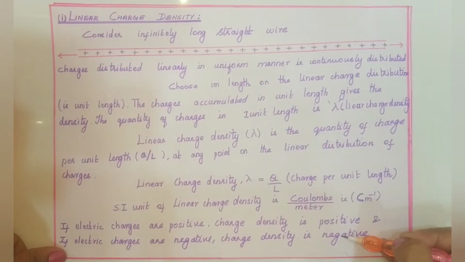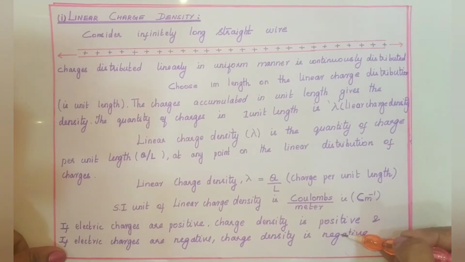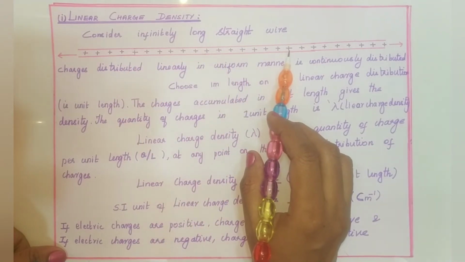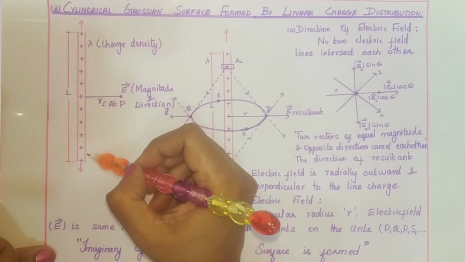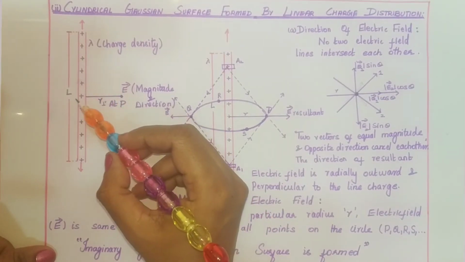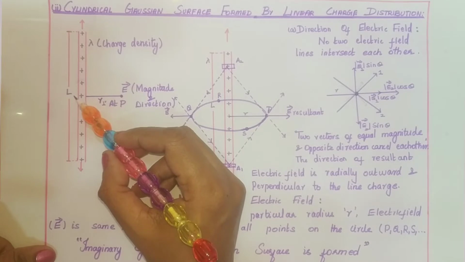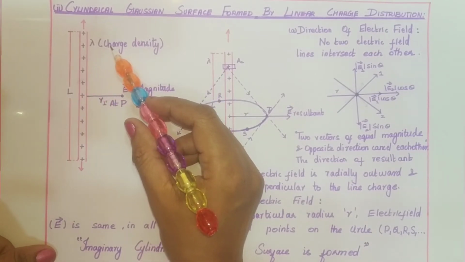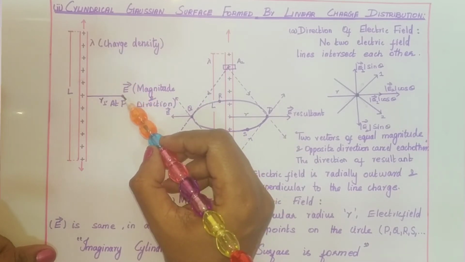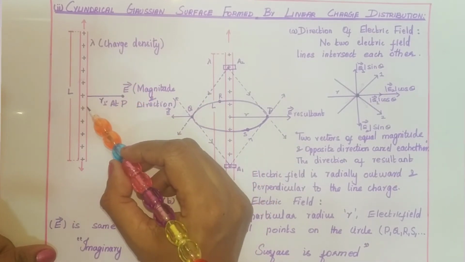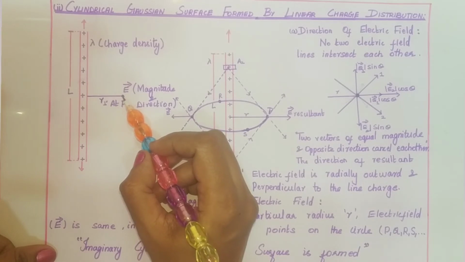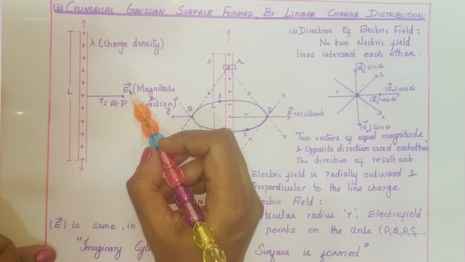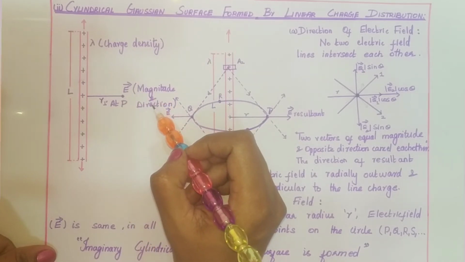Now let us learn what type of symmetry is formed in this type of linear distribution of charges. Here is an infinitely long wire and we consider a length L in that wire and the charge density lambda will be Q by L. Okay. Now we take a point P at a distance R from the wire, and we have to find the field at this point. We know that electric field is a vector quantity. It has both magnitude and direction.